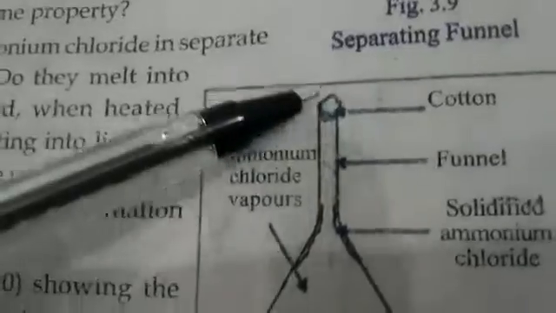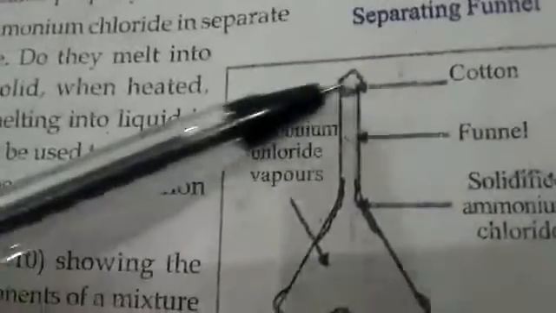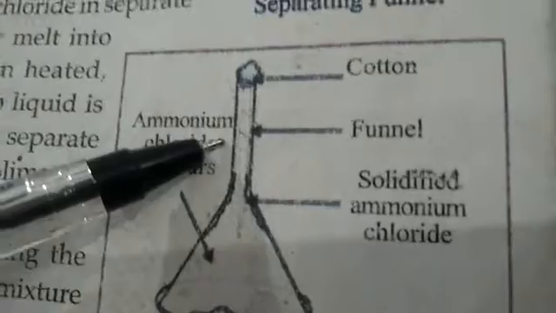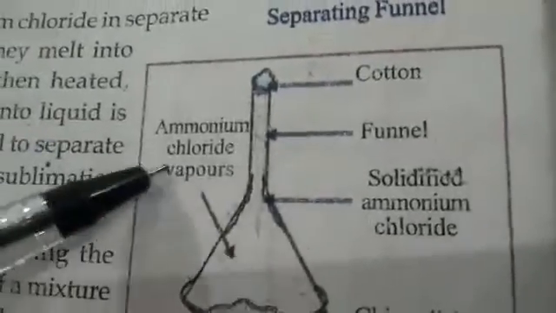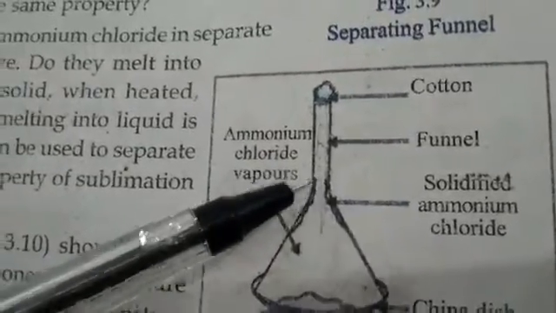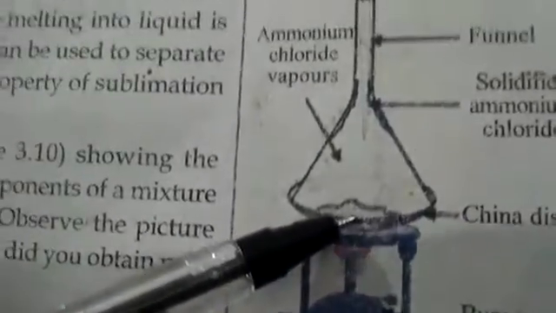ammonium chloride and sand in the china dish and cover it with a funnel. See, this is the funnel, and on the top of the funnel you have to keep some cotton in order to cover it. And when we heat this mixture, the ammonium chloride directly changes into its vapor form and may stick on the walls of the funnel. Okay, correct or not? Then the sand remains in the china dish itself. Is it clear or not?